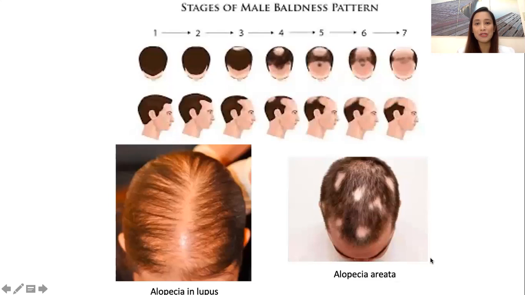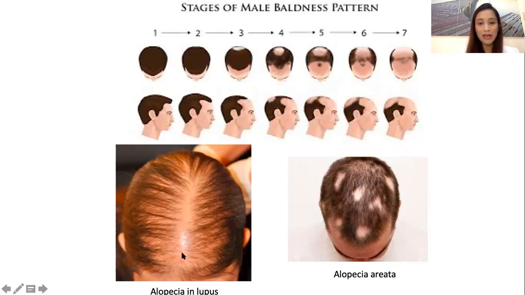So I'll show you some pictures. This is the usual male pattern baldness. It starts from here towards here. Just imagine Prince William. That's male pattern baldness. So if you have male pattern baldness in a female, that's abnormal. You can have a testosterone-secreting tumor. That's a possibility.